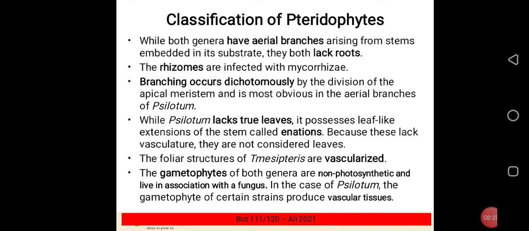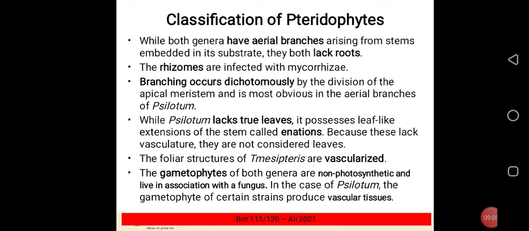Now, the gametophyte of both genera. When we talk about the genera, we talk about the two genera, Psilotum and Tmesipteris. Both are non-photosynthetic, meaning they do not carry out photosynthesis, and therefore that's another similarity. Both are non-photosynthetic, and therefore they live in association with what we call fungus.